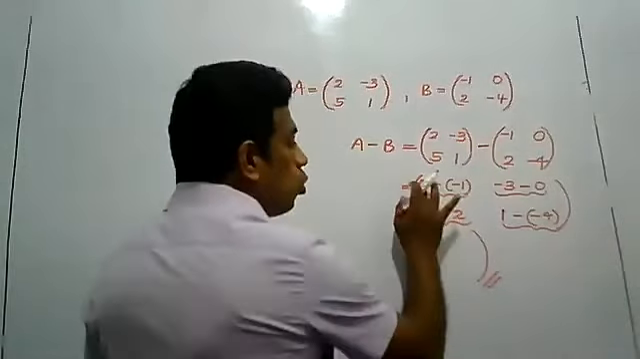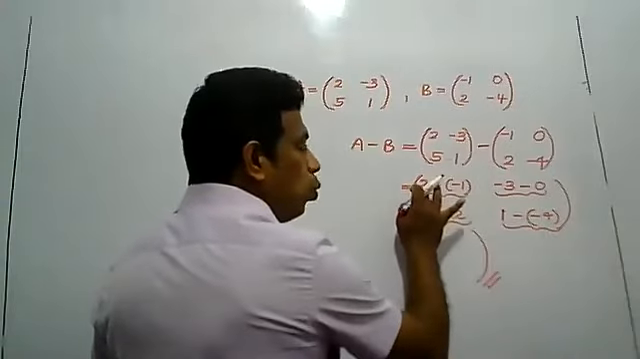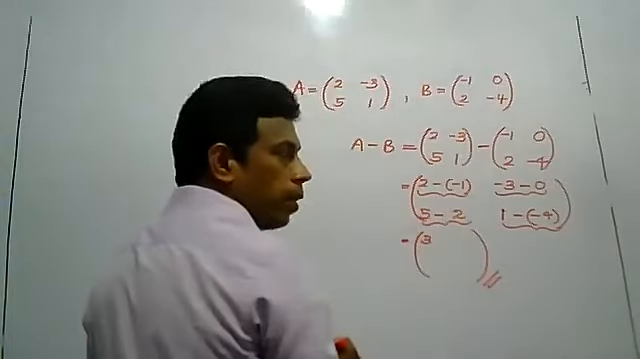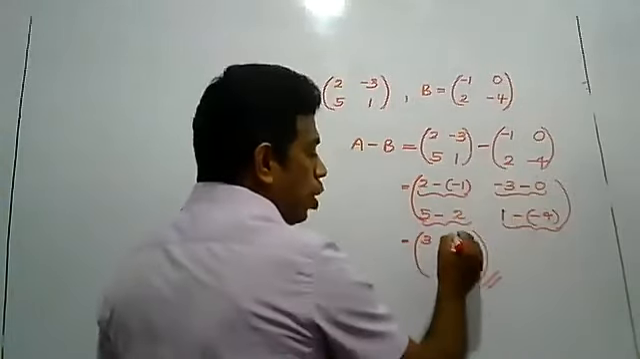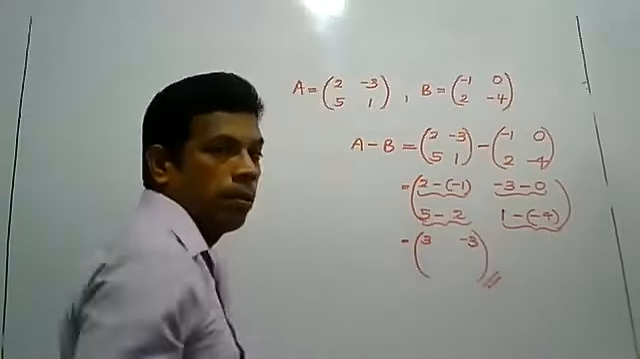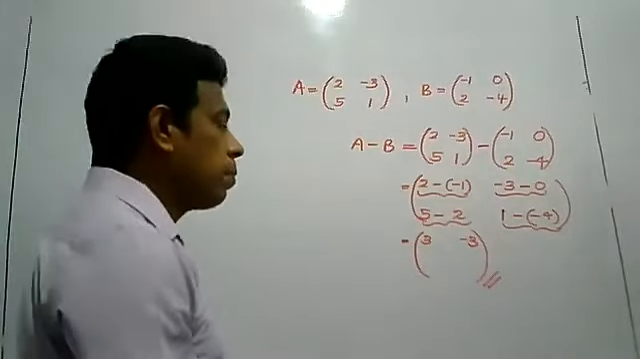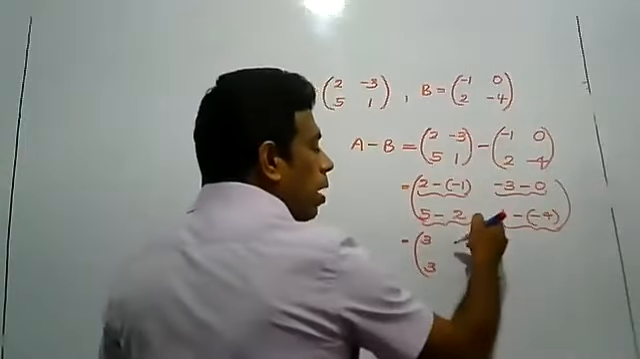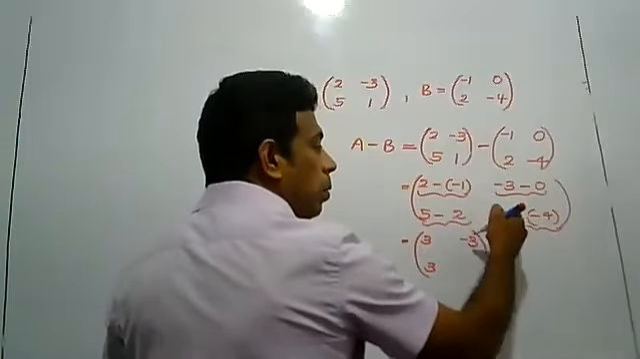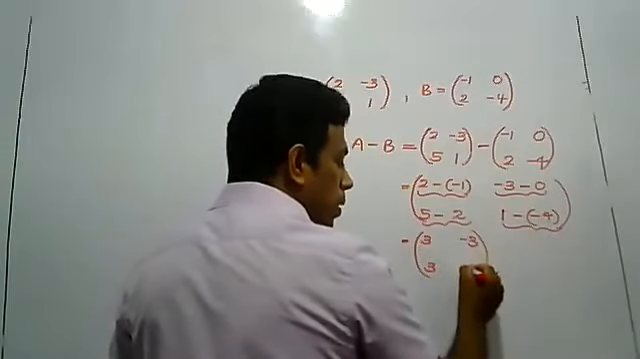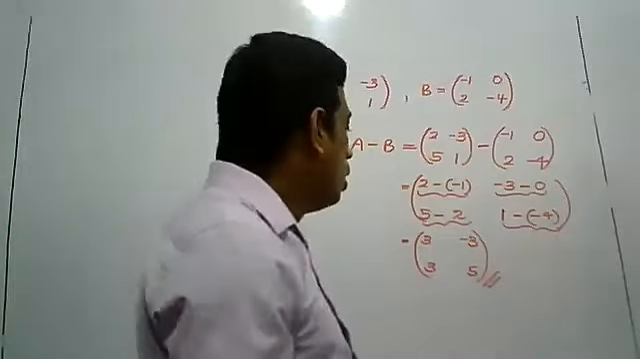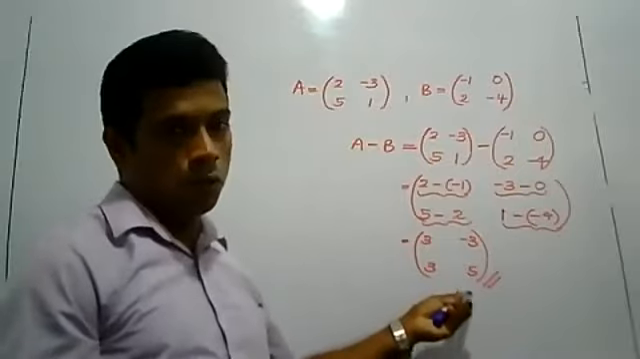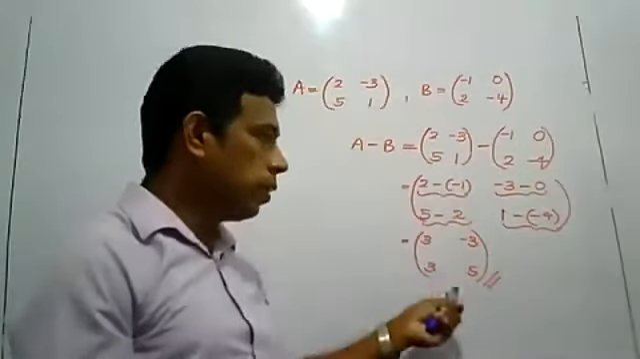Look at the answer. 2 minus minus 1: minus into minus becomes plus, so 2 plus 1 is 3. Minus 3 minus 0 is minus 3. 5 minus 2 is 3. 1 minus minus 4: minus into minus becomes plus, so 1 plus 4 is 5. Then the answer is 3, minus 3, 3, 5. The order of matrix A minus B is also 2 by 2, since 2 by 2 minus 2 by 2 gives 2 by 2.